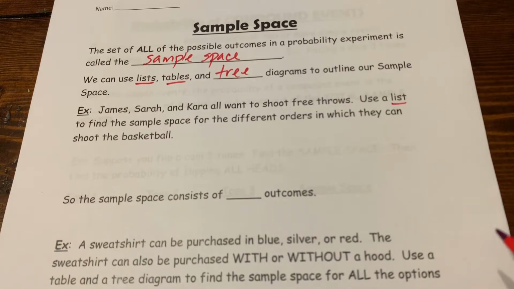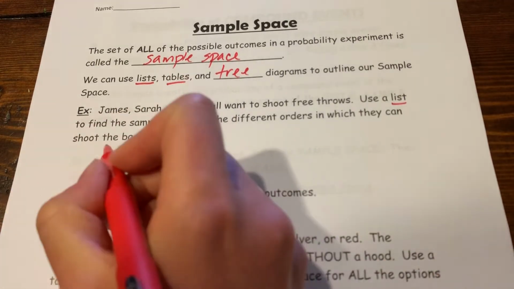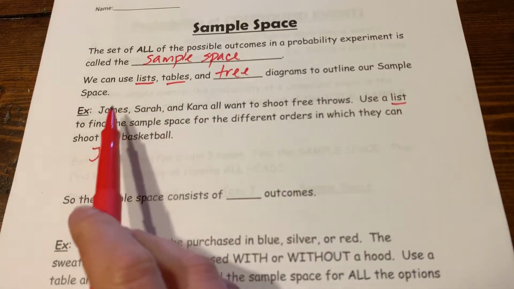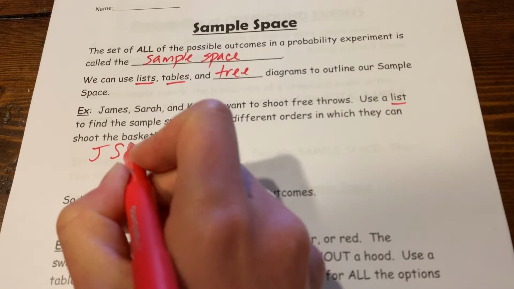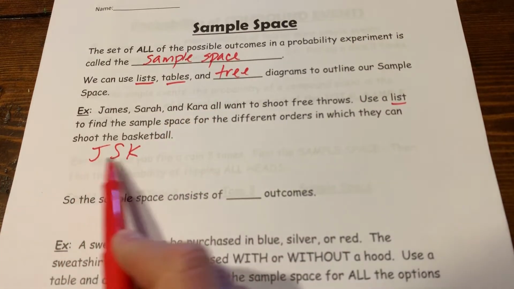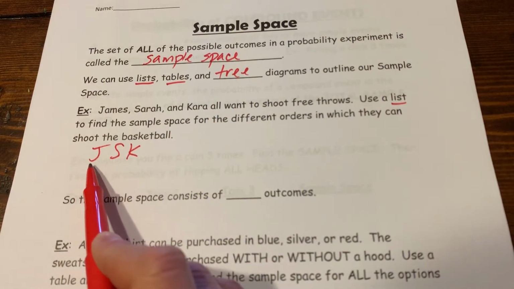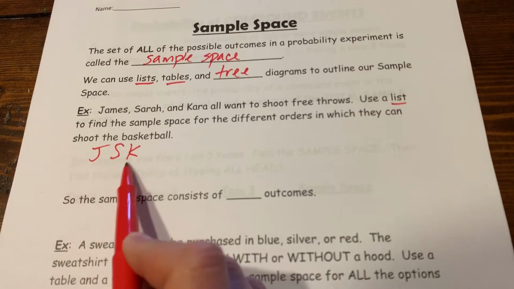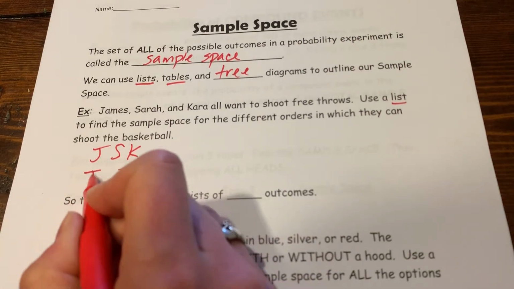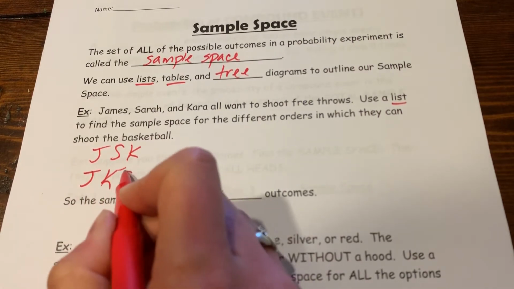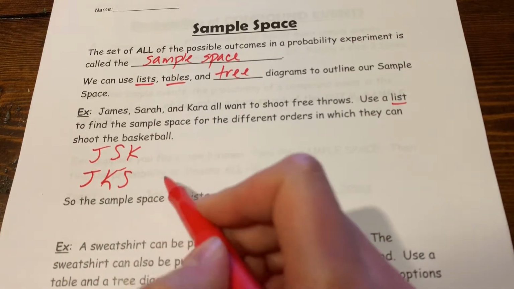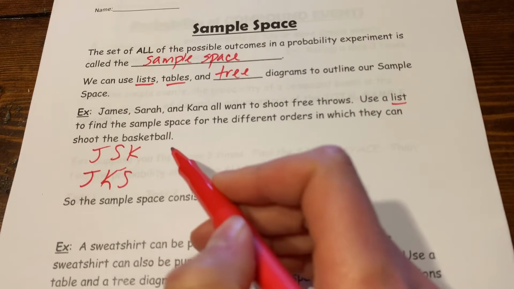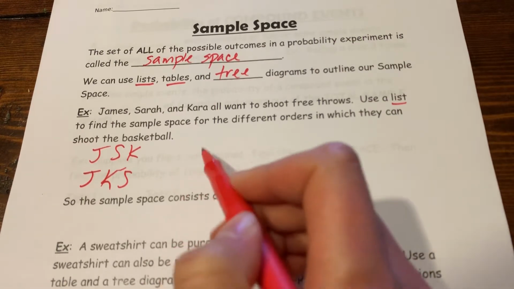Okay, so I like to take this one piece at a time. Let's let James shoot first because he's the first name I see. And then we could have Sarah shoot and Kara. Is this the only order that we can have of James shooting first? The answer is no. We could actually flip-flop this and we could have James shooting first and then Kara and then Sarah. The next thing I like to do is keep the front option consistent and adjust the back option.